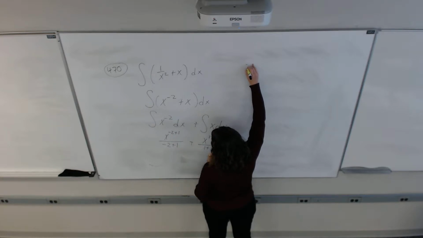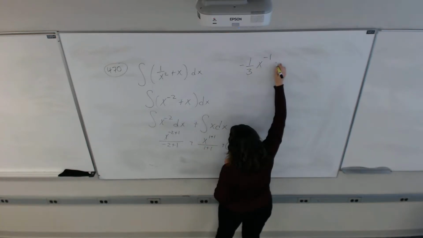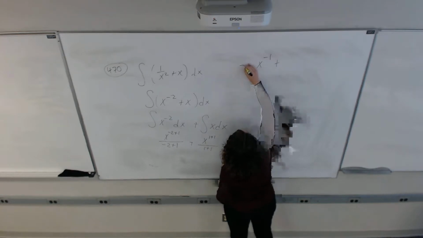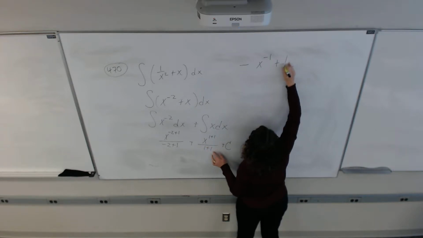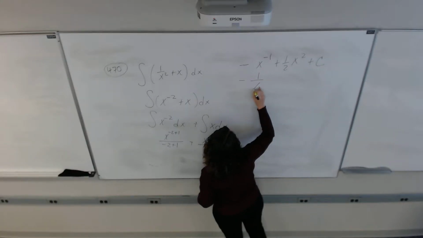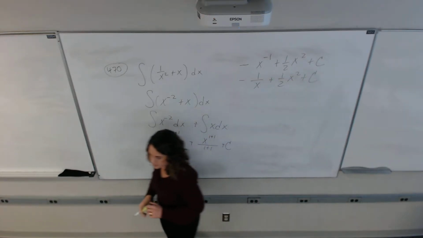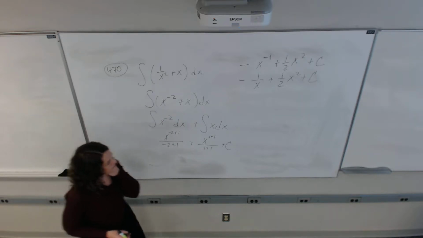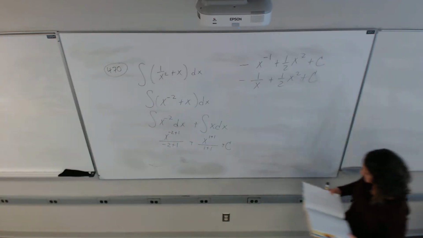Okay, so this would give me, depending on how you want to write it, negative 1 x to the negative 1 plus x squared over 2, or 1/2 x squared, plus C. You could also write it like this. That's also okay. Which one would you prefer? I don't have a preference. Doesn't matter to me. It depends on what you're doing with it, which form you might leave it in.